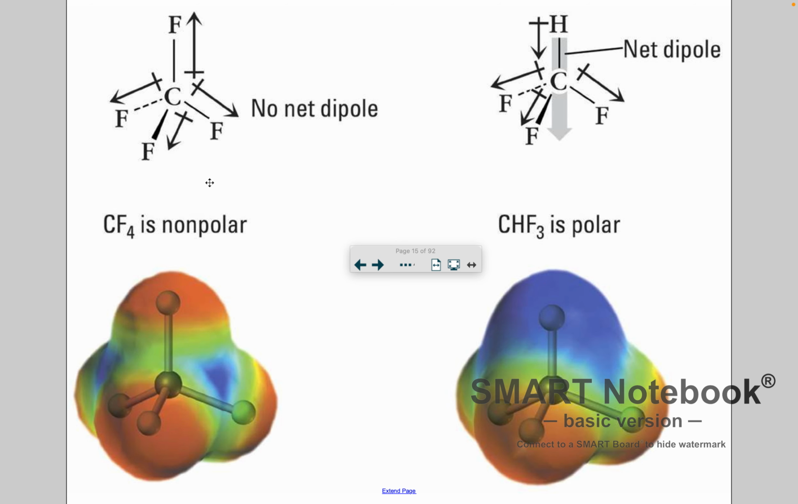Now over here, this diagram represents that even though I have carbon and fluorine, I've got to take a look at how all the molecules are arranged. So fluorine is going to be slightly negative, so negative, negative, negative here.